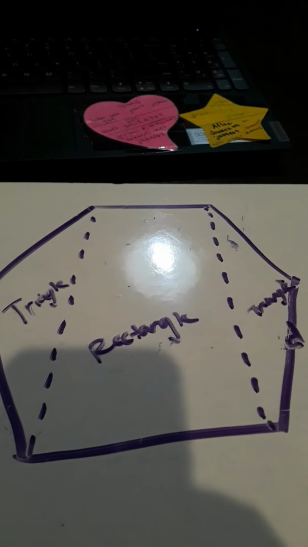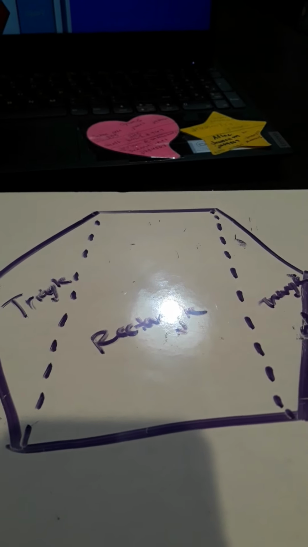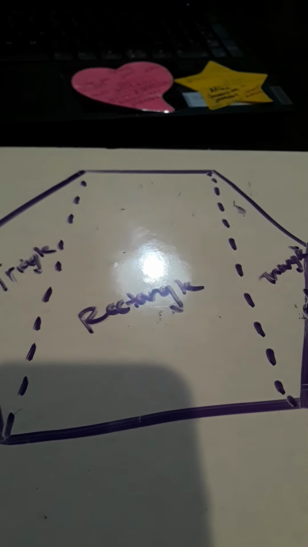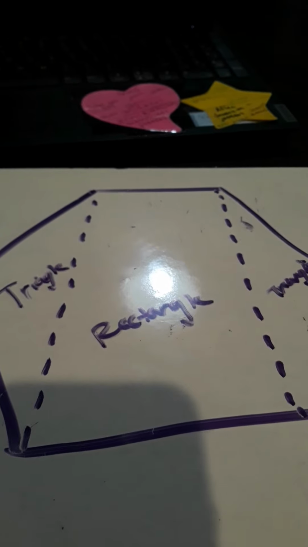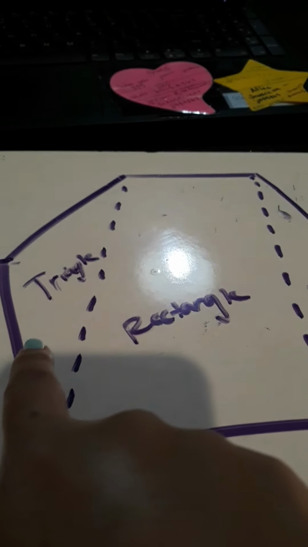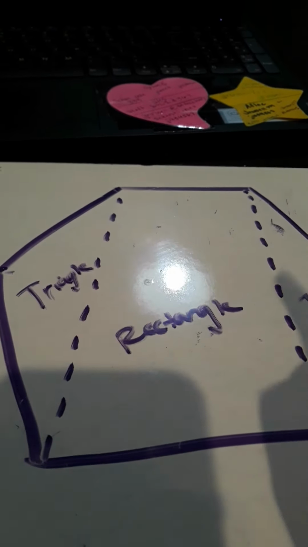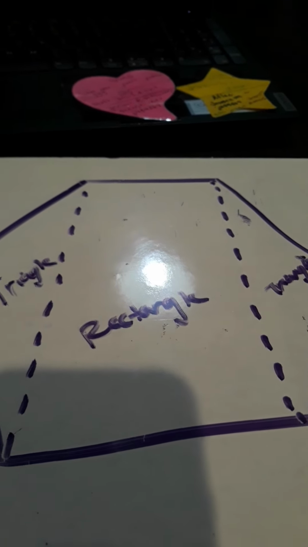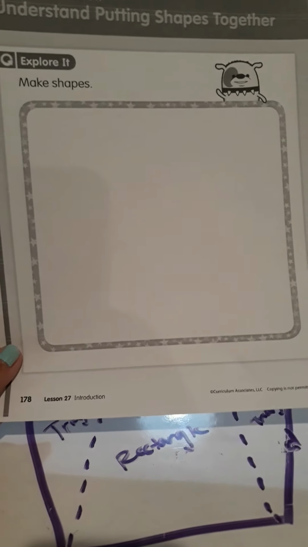So this is my hexagon. It's asking me to create different shapes out of my hexagon. So the example that I'm giving you is this one. There's many other shapes that you can find in here. But this one, the middle is a rectangle, and the two shapes on the sides are triangles. Okay, and I did that just like that. And that's going to be the example that you can put for this page right here. Now use a pencil to make your dashes.